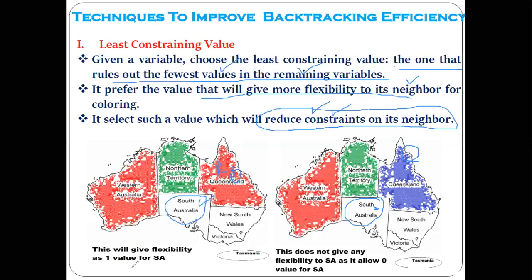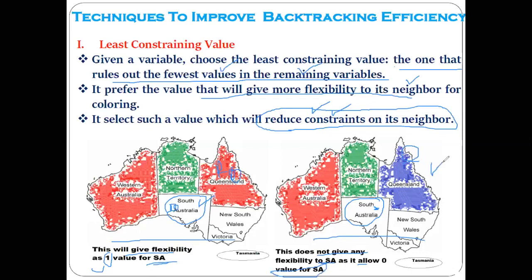Yes, sir. The same thing I have mentioned here. In this case, this will give one flexibility, one color left for South Australia. That is what? Blue color. Got the point? So same thing I have mentioned. This gives the flexibility as one value for South Australia. In case of this, it does not give any flexibility to South Australia, as it allows zero values for the SA here. Yes or no?